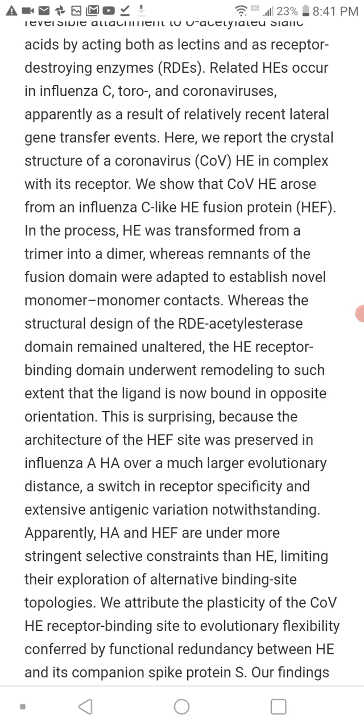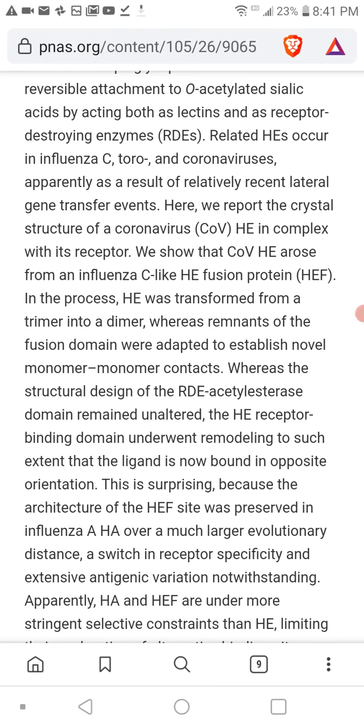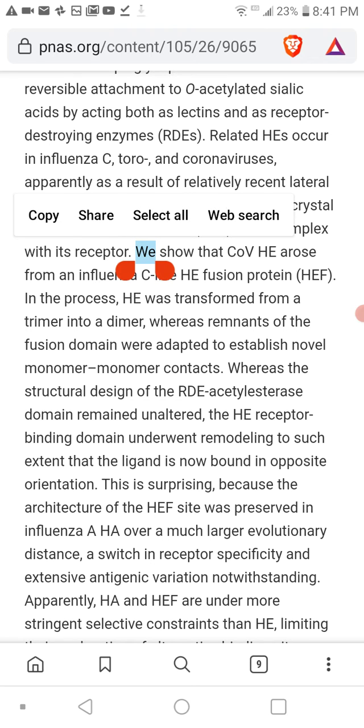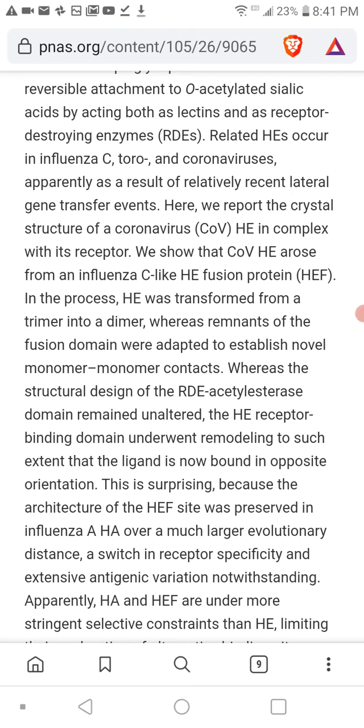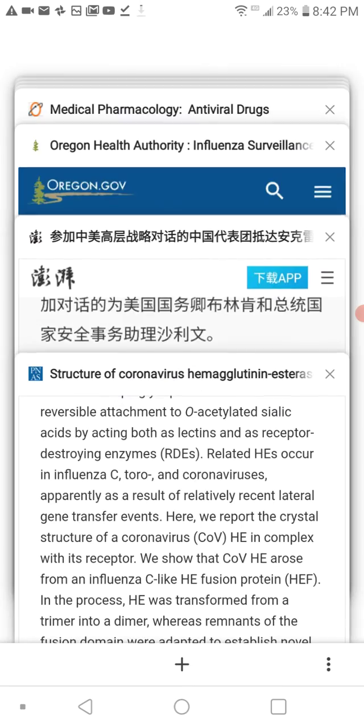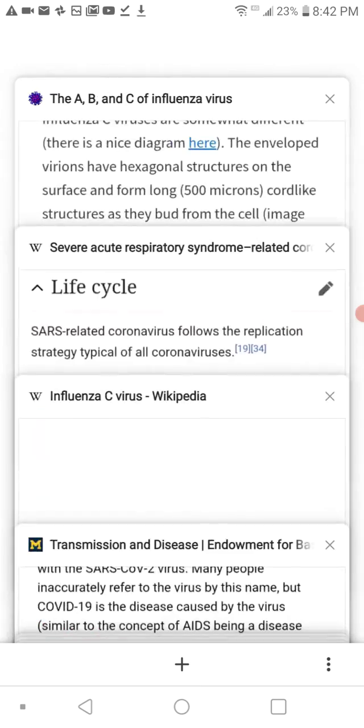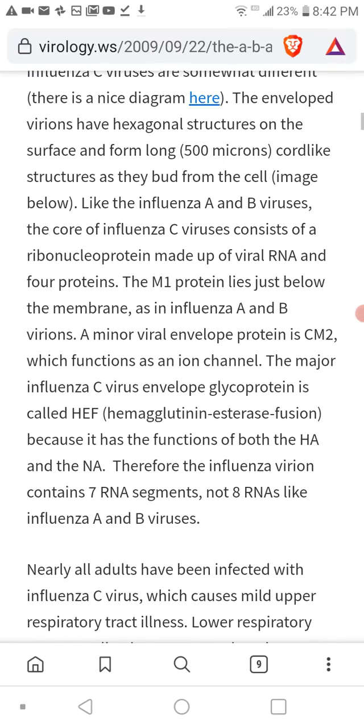The thing that I'm trying to point out right here is right in the middle of the screen. It says, we show that the COVID hemagglutinin-esterase HE arose from an Influenza C like hemagglutinin-esterase fusion protein. That is saying that they believe that coronavirus arose from Influenza C. You say, what is Influenza C? I've never heard of Influenza C. A little quick rundown on Influenza C.